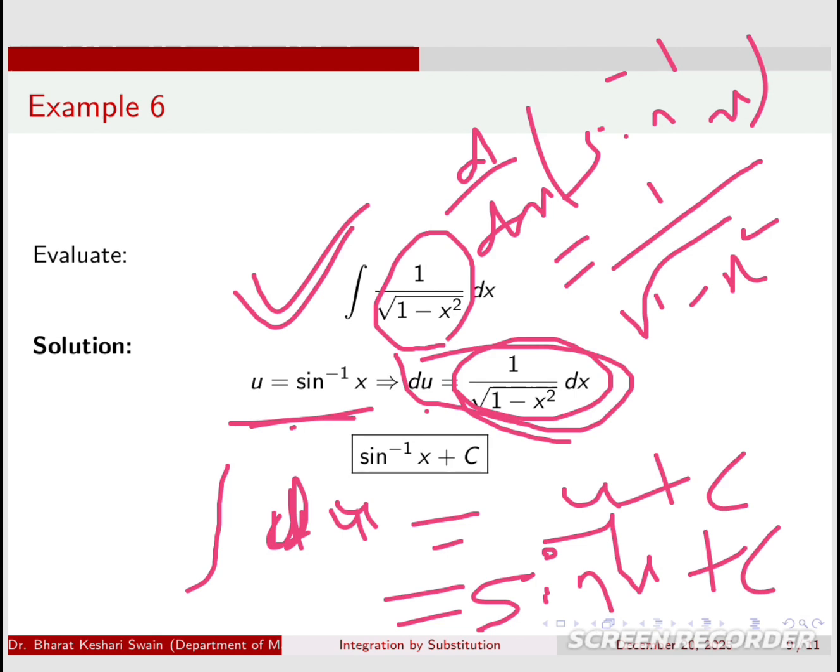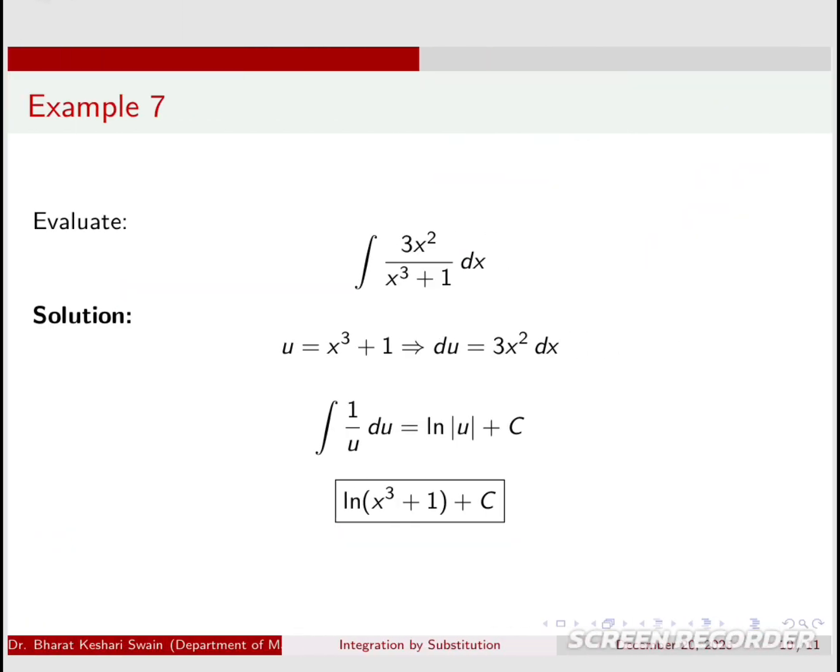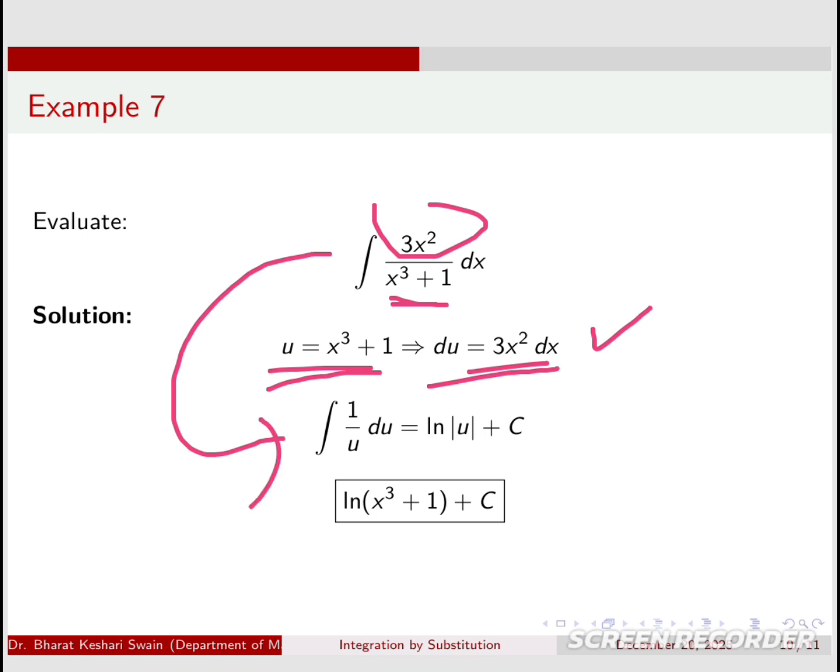Okay, now come to another example, example 7. This is the same type. Before, we have already solved this type of problem: just check that the derivative of the denominator is equal to the numerator. Therefore, directly put u equal to x cube plus 1, so that du will be 3x square dx, and put it here, and your integral will be reduced to 1 by u du, because du equals 3x square dx.